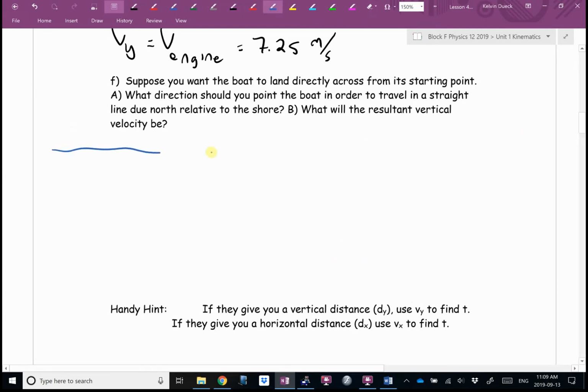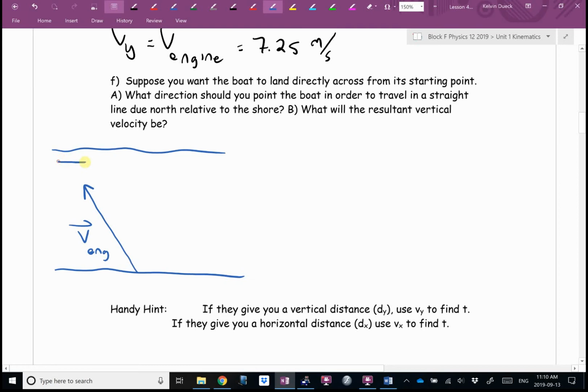river over here. So I have the river like this. Which way is the river flowing? So which way am I going to have to point the boat slightly? West. So I'm going to point the boat like this. I'm just going to take a stab, and I'll bet I'm going to go like that. Draw that. And this is going to be V engine, because that's which way the motor is pointing.